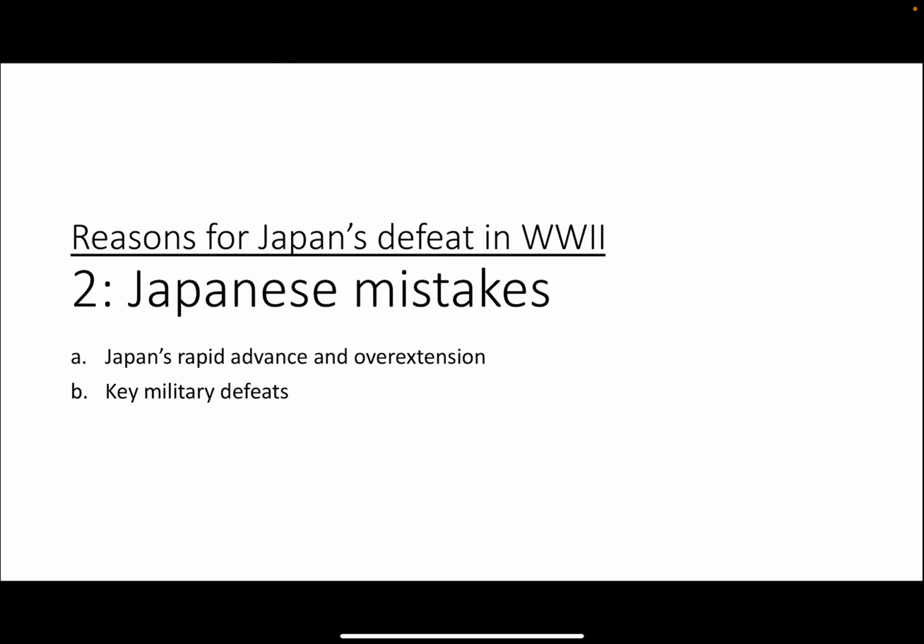So this is what we're going to look at. There are two main points. Japan's rapid advance into Southeast Asia, and overextension. This is an important concept. Later we're going to talk about it. And of course also how they lost the military battles that we've already talked about.